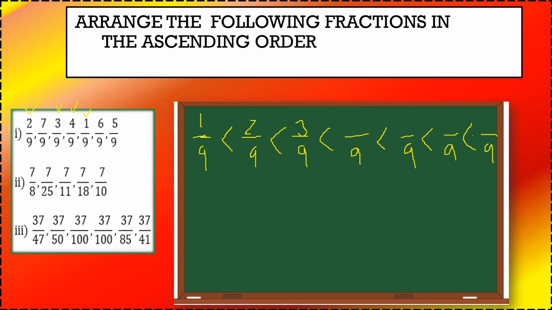So I'm writing the numerators only. That's the reason I'm saying 4. And what is the numerator after 4? That is 5. So I'll write the next numerator, which is 5. And after that, the next numerator is 6. And then 7. So I'll write my 6. And the last one is 7. So clearly 1 by 9 is smaller than 2 by 9, and that is smaller than 3 by 9, and then you can say 4 by 9, 5 by 9, 6 by 9 and 7 by 9. So we have arranged it in the ascending order.